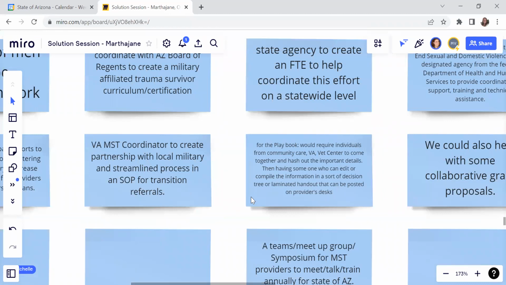We could require individuals from community care, VA, vet center to come together and hash out the important details. Then having someone who can edit or compile the information in a sort of decision tree or laminated handout that can be posted on providers' desks. That's an awesome idea.